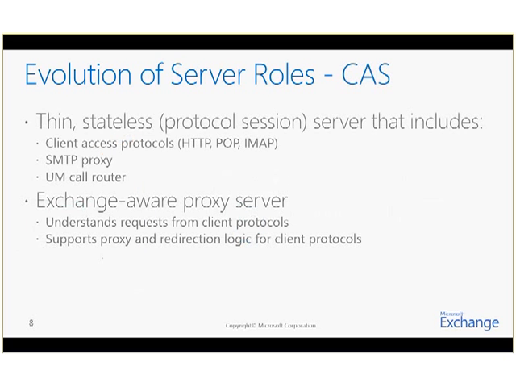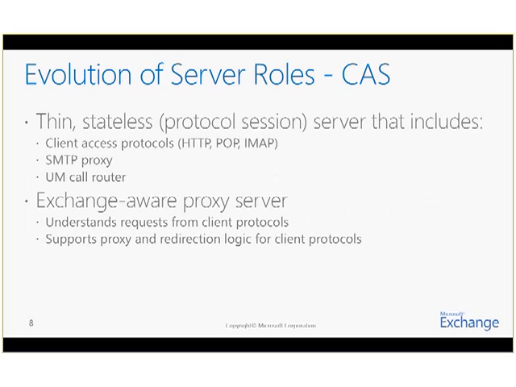So, what is the client access server role? In Exchange 2013, the client access server role is a thin, stateless, exchange-aware proxy server that contains three components: the client access protocol stack, which would be a proxy stack for HTTP, POP, and IMAP, an SMTP proxy called the front-end transport service, and a unified messaging call router component.